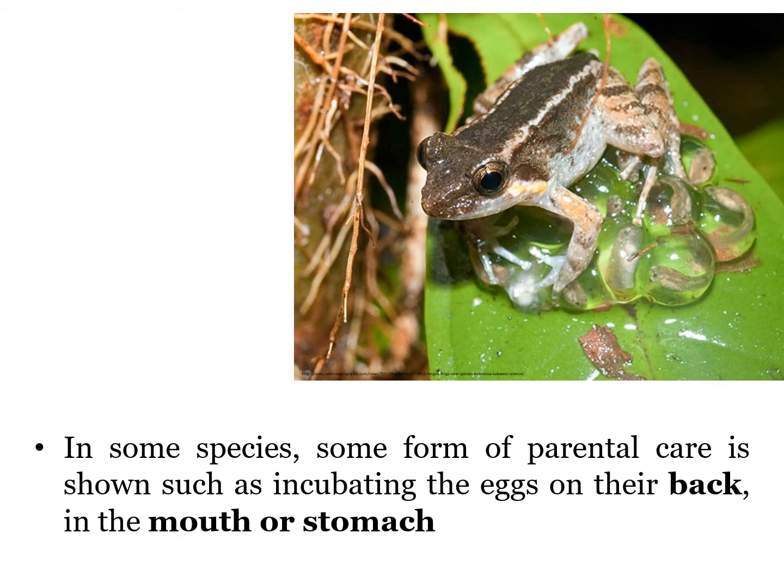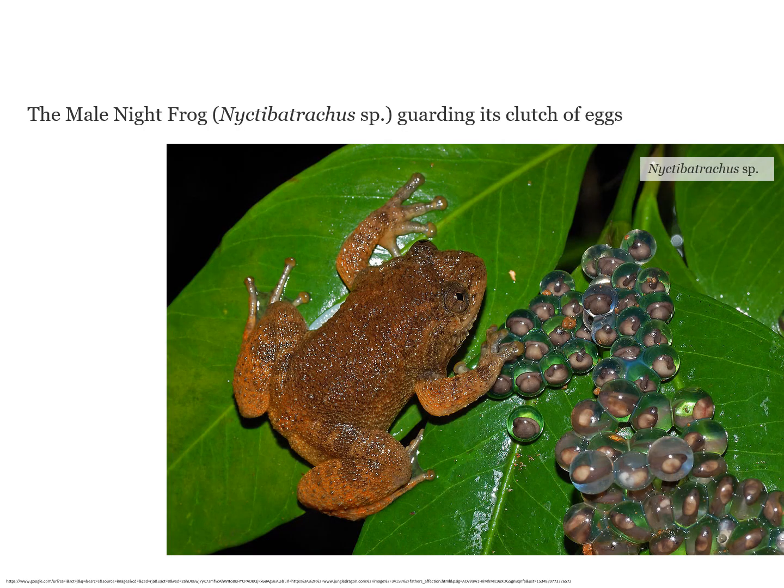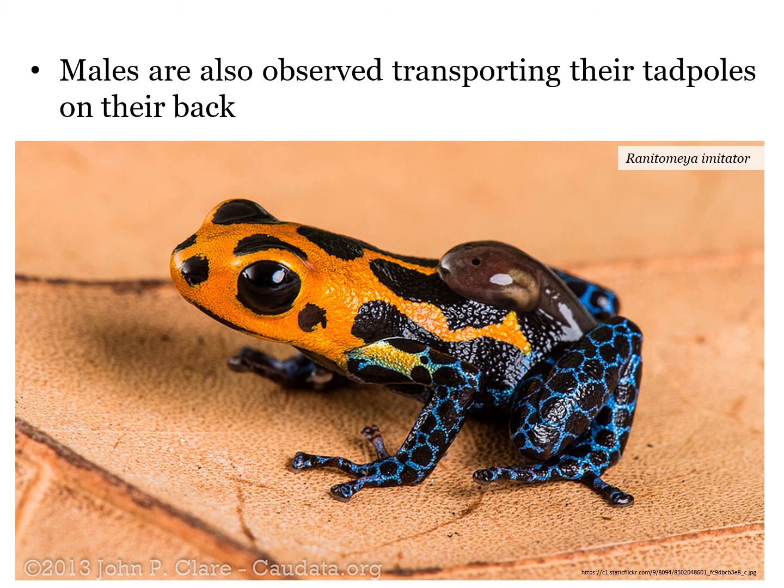On another note, parental care is usually lacking in animals with external fertilization, including frogs. Yet, in some species of frogs, the behavior of carrying their babies is observed. Such parental care includes incubating the eggs on their back, in the mouth, or stomach. You may see the dads guarding over their clutch of eggs, or even transporting them on their back, like this one. Can you spot the tadpole?